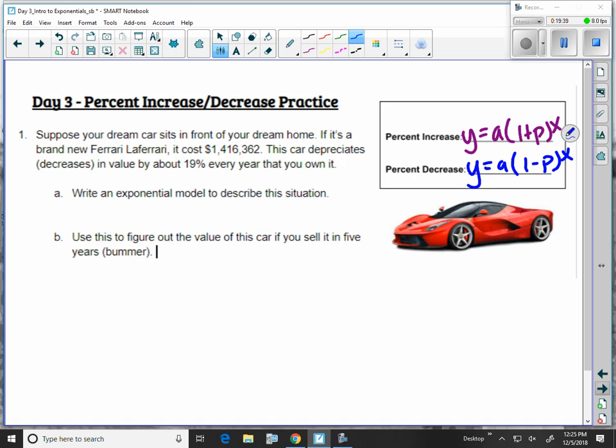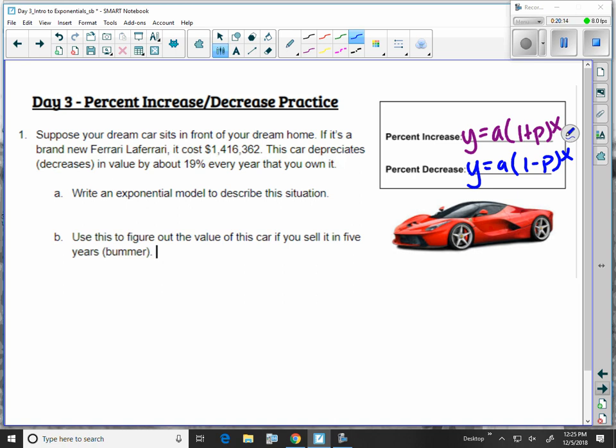Okay, so suppose your dream car sits in front of your dream home. It's a brand new Ferrari, and it costs $1,416,362. This car depreciates or decreases in value by 19% every year that you own it. That sucks, right? Think about how much money you're losing just because you drive the car. Write an exponential model to describe this situation.